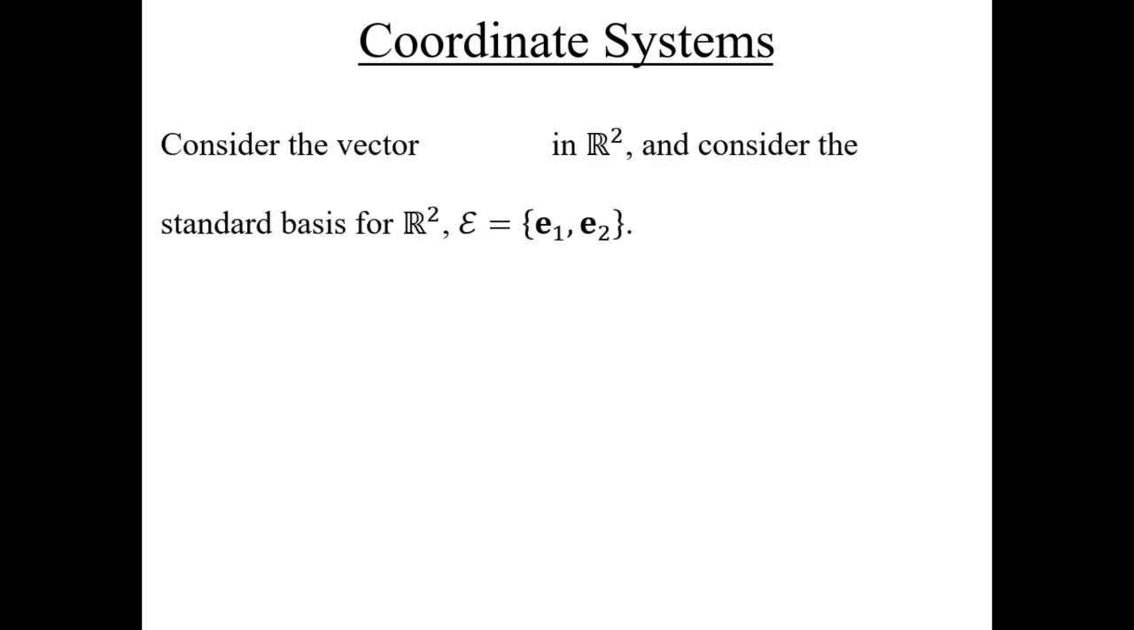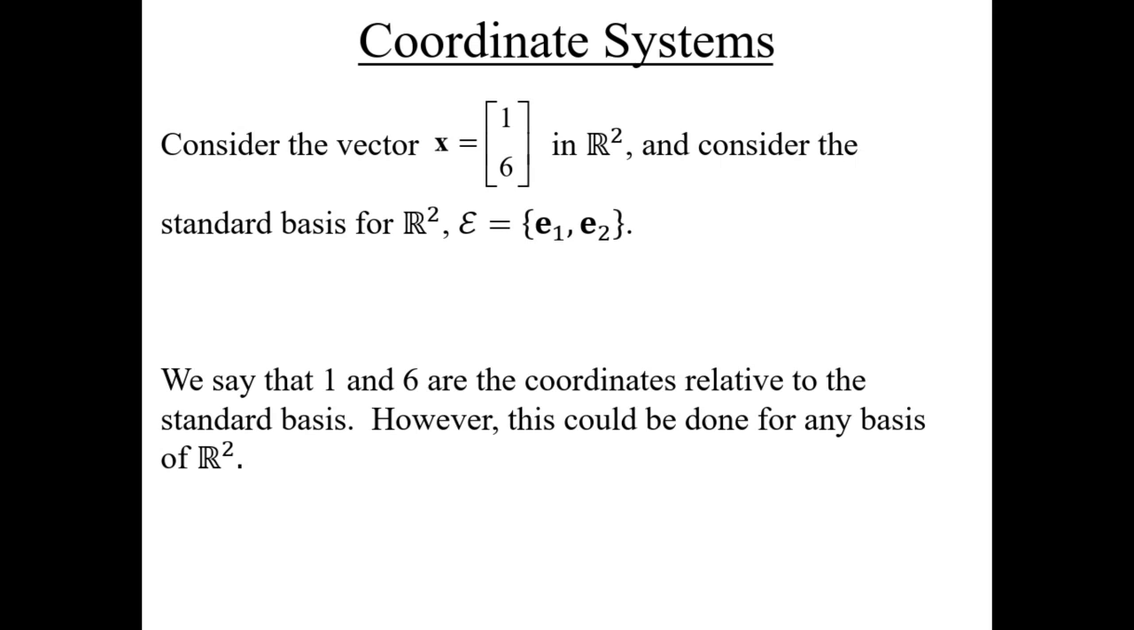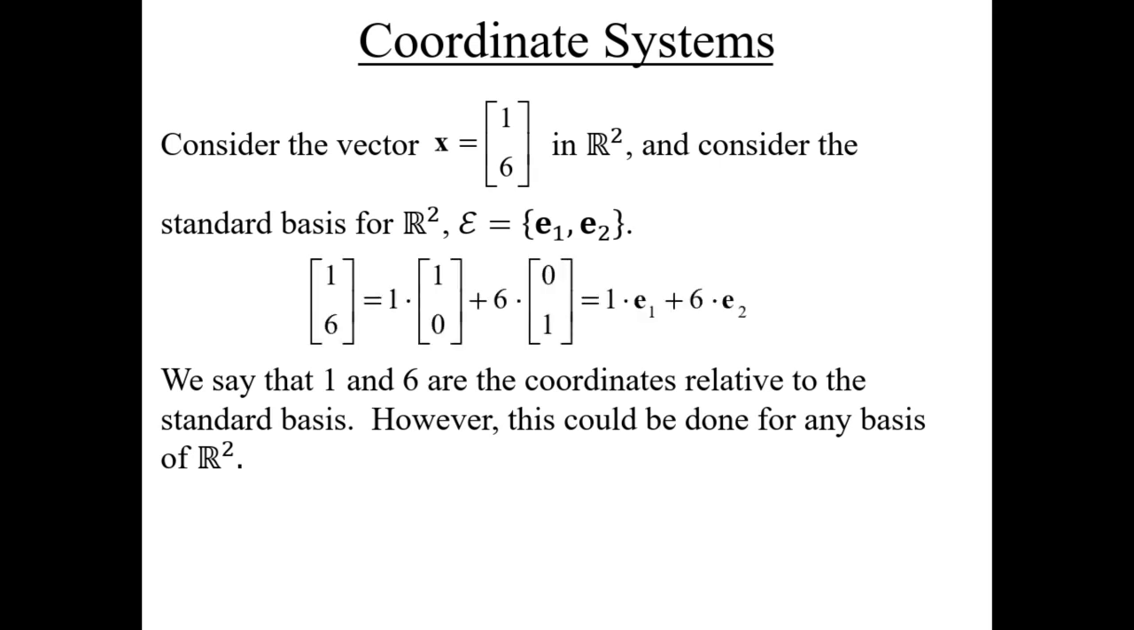So first off, let's consider this vector X, which is the vector (1, 6) in R2. And let's consider the standard basis. So remember the standard basis E1 and E2. These are basically just 1 unit in the x direction, 1 unit in the y direction. So basically we can show very quickly here that this vector x, which is (1, 6), can be written as 1 times E1 plus 6 times E2.